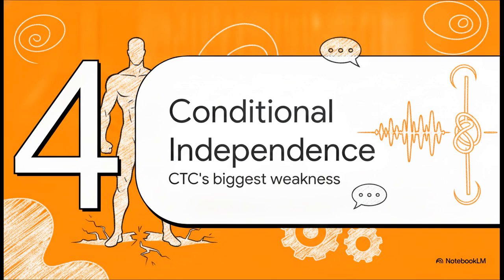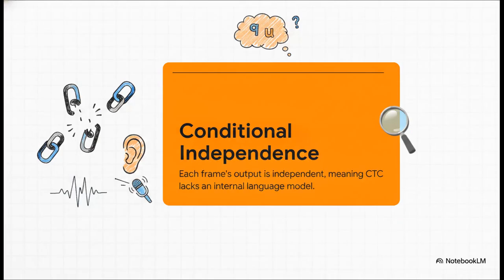Finally, Section 4, the Conditional Independence Limit. Time to look at CTC's biggest weakness. Because every hero has a weakness. Up to this point, CTC probably sounds completely invincible, but it does have one specific, heavily tested flaw that you absolutely must understand: conditional independence.